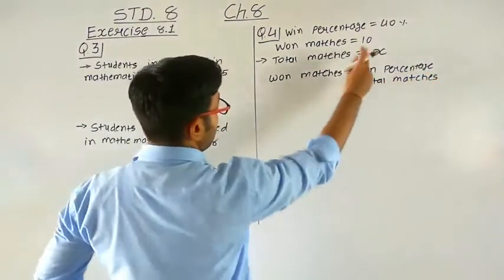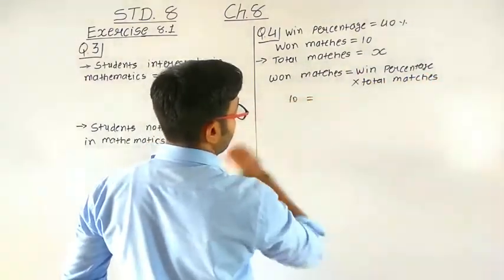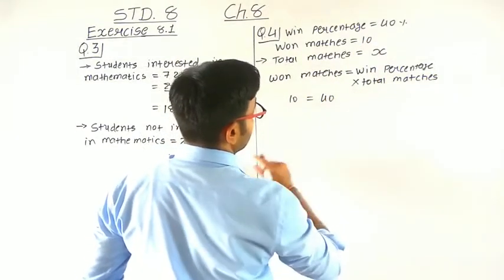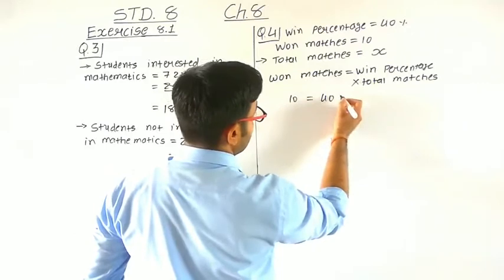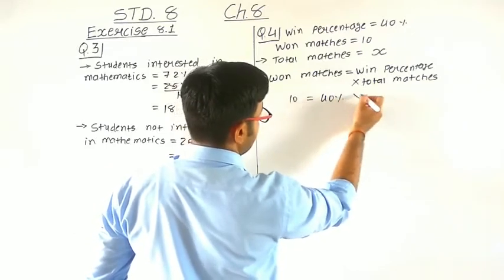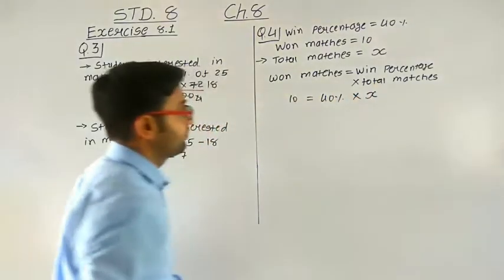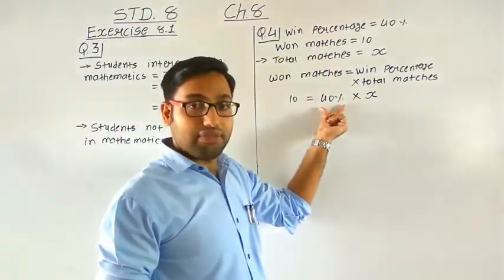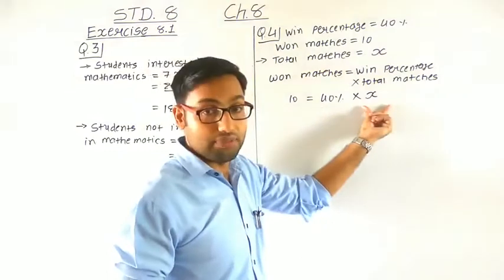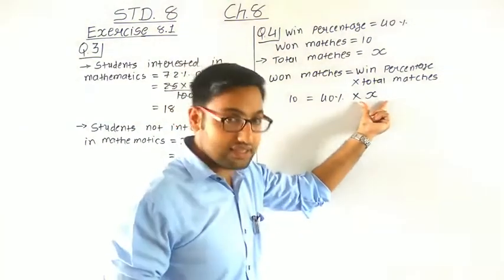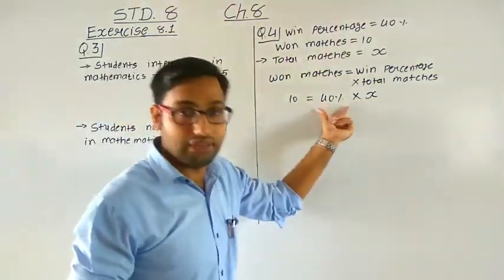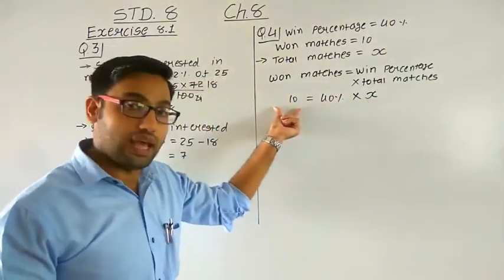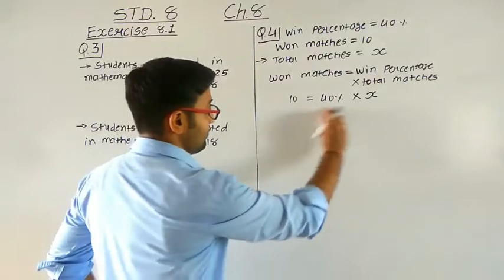So matches won is how much? That is 10. Okay. Win percentage is what? 40. And total matches is x. So here we can write 40% into x. They won 40% of the total matches. Total matches is x. Out of that they won 40%, and 40% of the total is equal to 10. That we have been given. So let us simplify this.